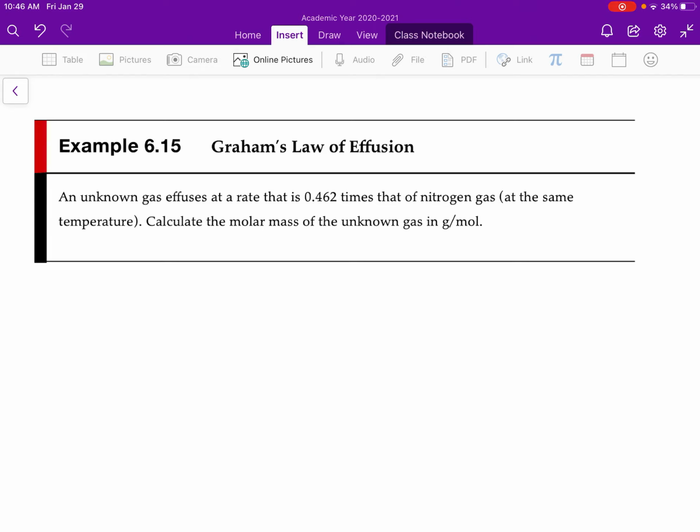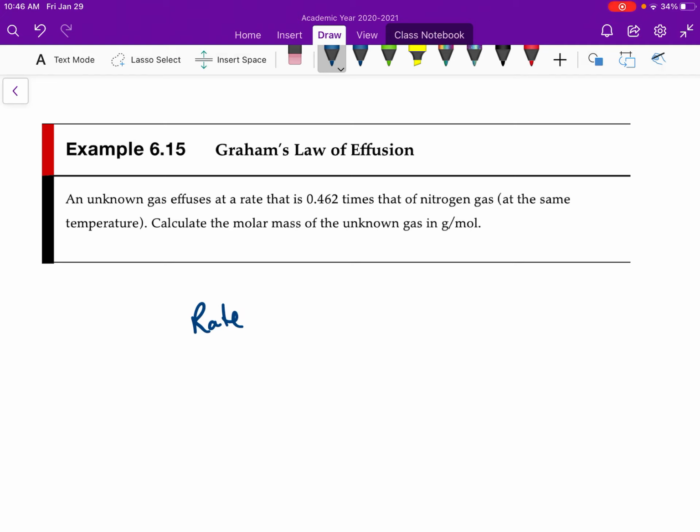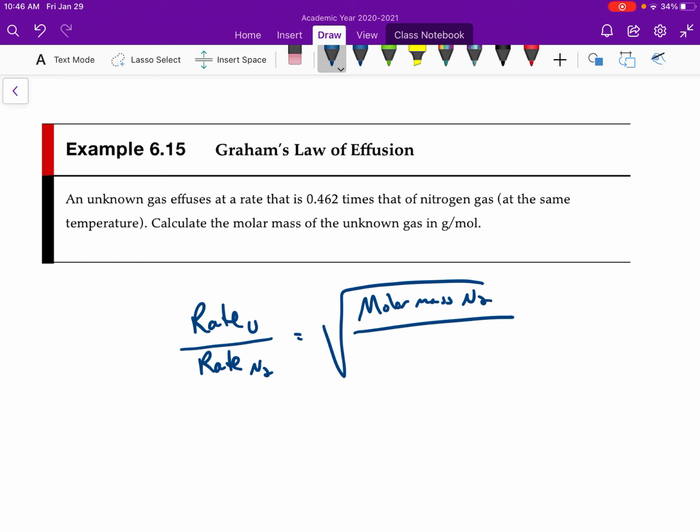So, we're going to do this, right? Rate of unknown, so we'll just say U, over rate of nitrogen equals molar mass of nitrogen over molar mass of unknown. Okay, and now we plug in.